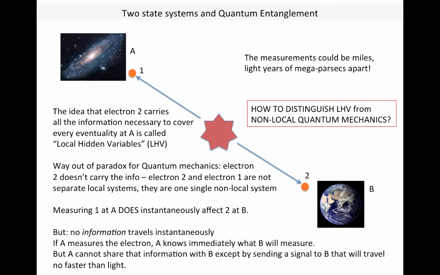their spin. Or we have the quantum mechanics possibility that electrons 1 and 2 are just one single system that you can't view as separate particles before you make a measurement, and that the measurement of electron 1 at A does instantaneously influence the properties of electron 2 at B. So how to distinguish local hidden variables theory from the non-local description of reality of quantum mechanics. That's where Bell's theorem comes in, which we'll talk about in the next lecture.